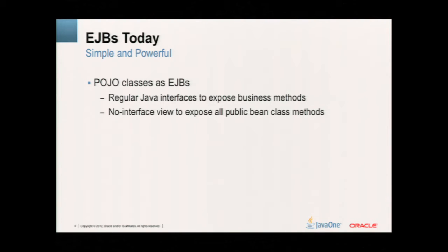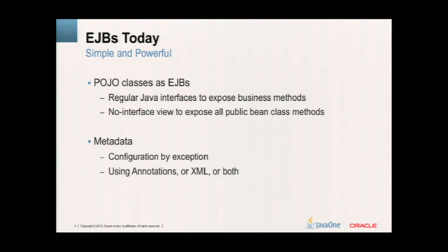Now, in addition to that, there have also been simplifications on the metadata front. There are intelligent defaults used for most cases, so configuration is really done by exception. And for cases where you need to provide metadata, you can either use annotations, or you can use XML, or you can use a combination of both annotations as well as XML. And for cases where both are present, there's going to be a merge. And if there are conflicts, then XML wins.